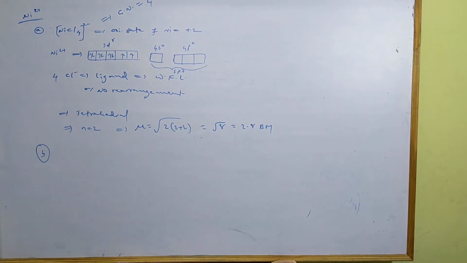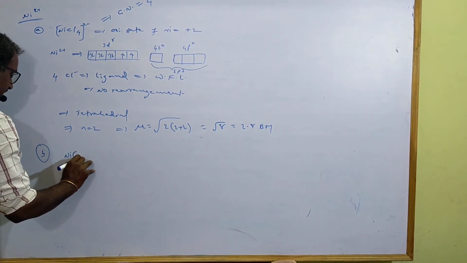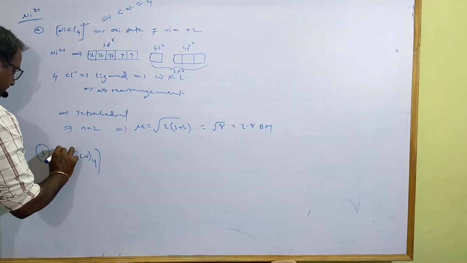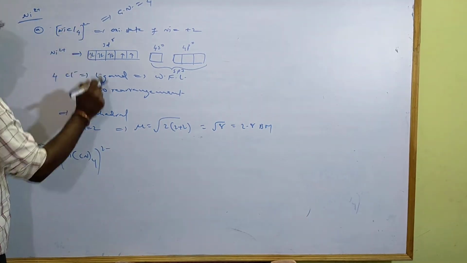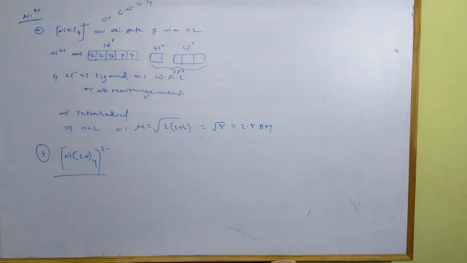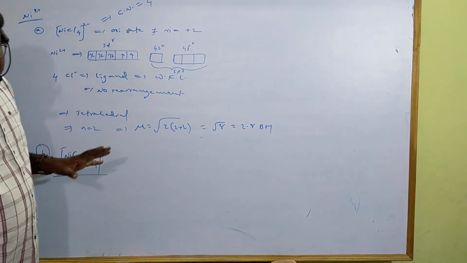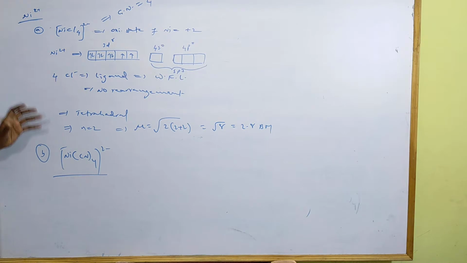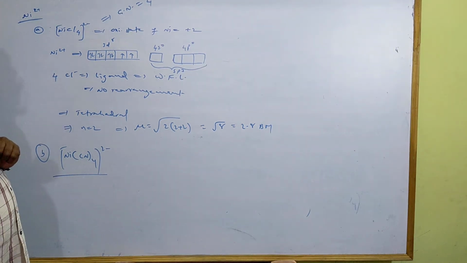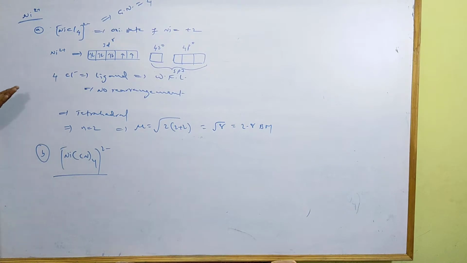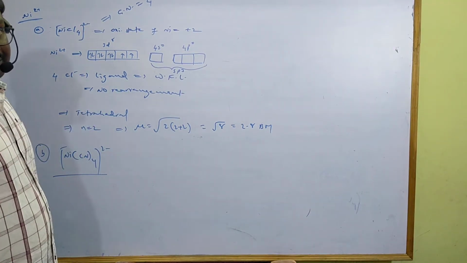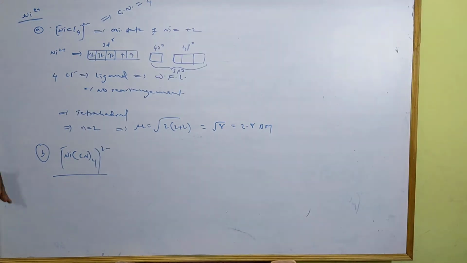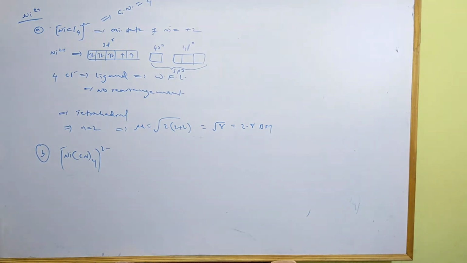Next, I am taking [Ni(CN)4]2-, same charge. Here [NiCl4]2-, here [Ni(CN)4]2-. These are previous examples. The reason I am taking these examples is that they were previously asked in IIT JEE and NEET. They directly asked the magnetic nature and the shape. So I am taking those examples. There is a high probability that these examples will be asked in the examinations in the future also. That's why I am taking these examples.